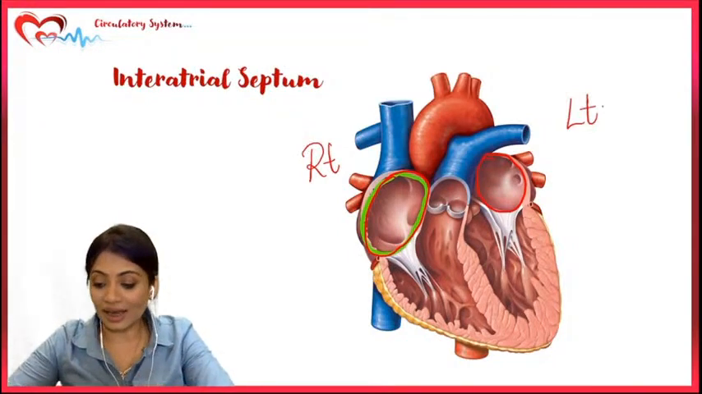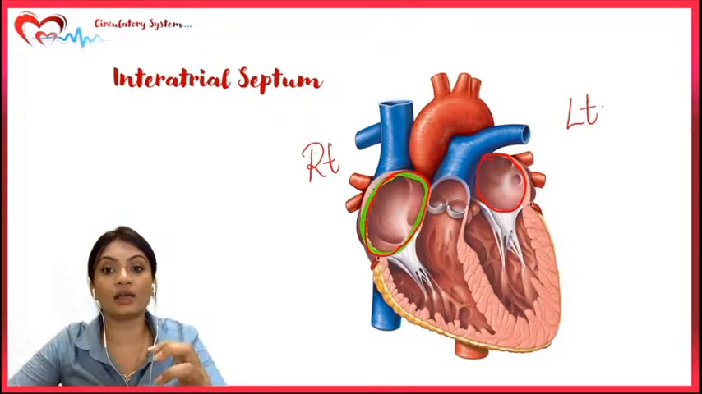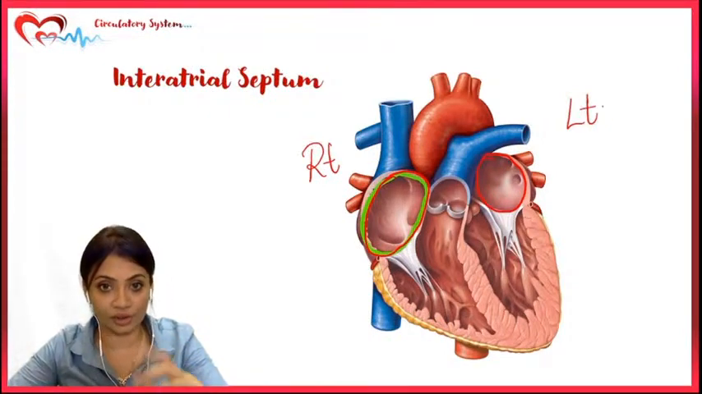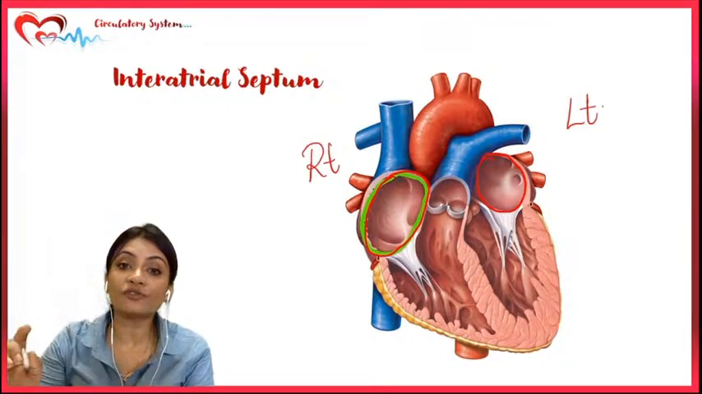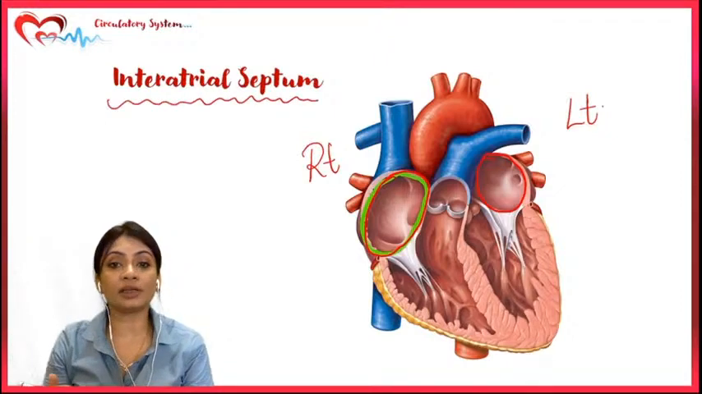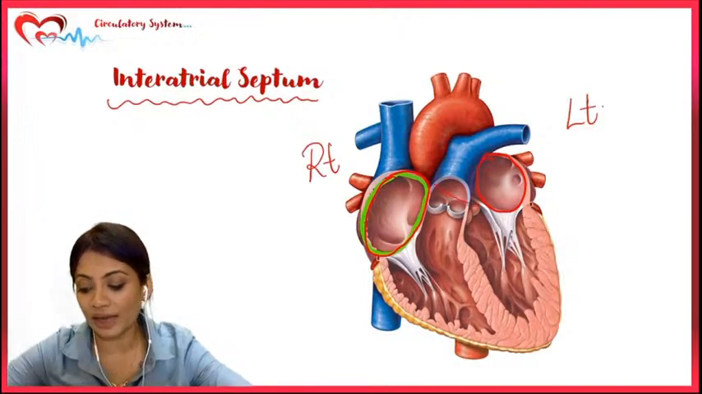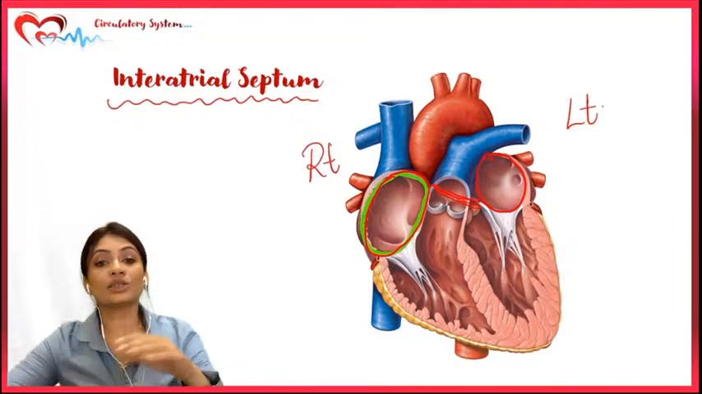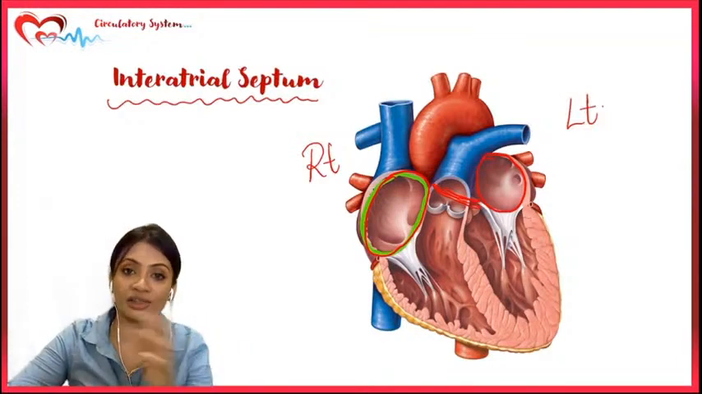You can also see that the right atrium is slightly larger than the left atrium. Now, why is the right atrium slightly larger than the left atrium? Because first of all, this septum which is present between them is directed towards the left. So, if the septum is directed towards the left side, this would automatically make the right side chamber slightly larger than the left side.